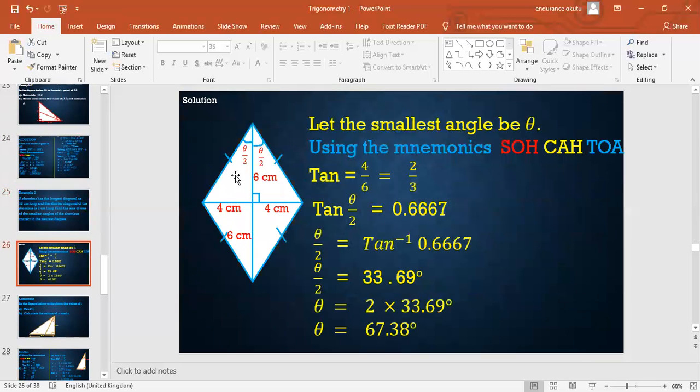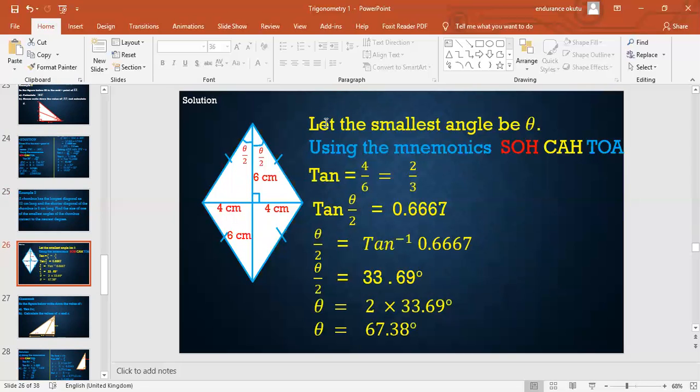All we need to do is look at the solution. We say let the smallest angle be theta. So look at the angle. This is the smallest angle of the rhombus. This one is the larger one, and these are the larger angles.